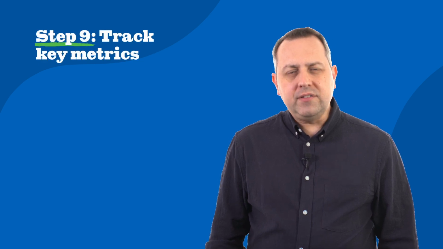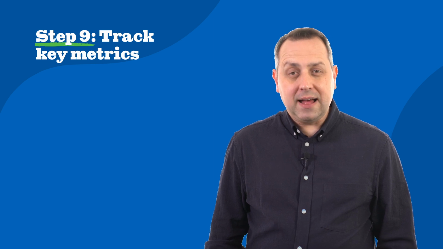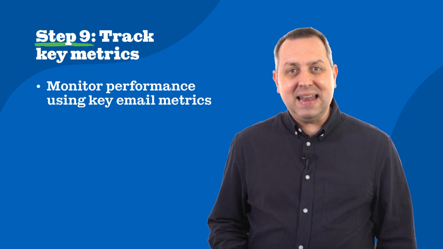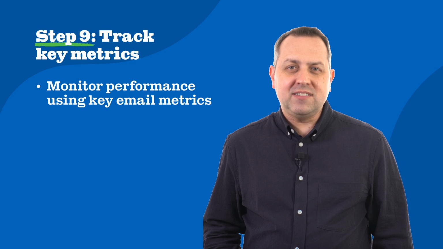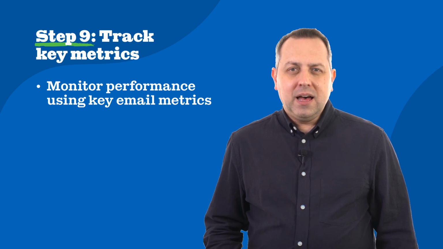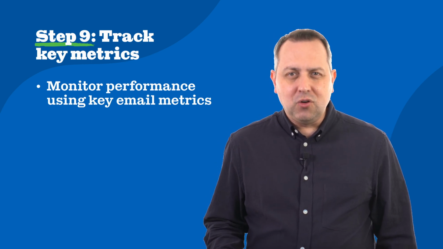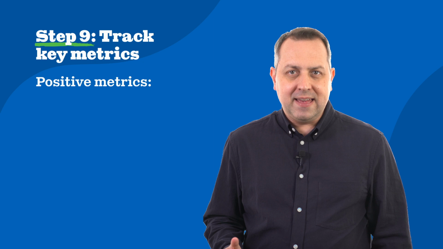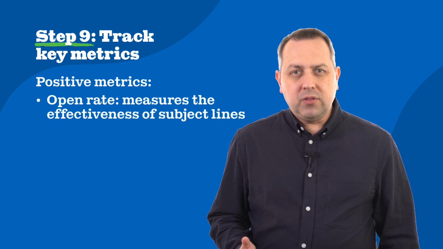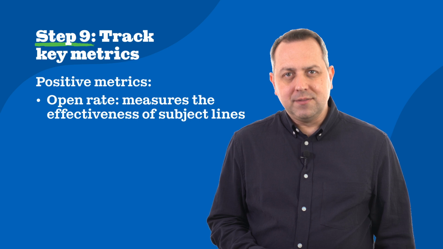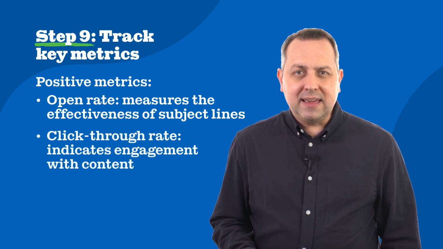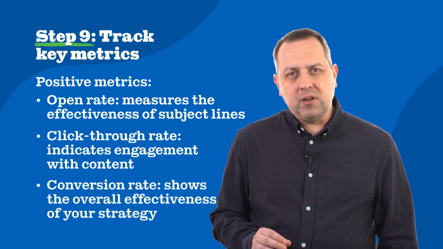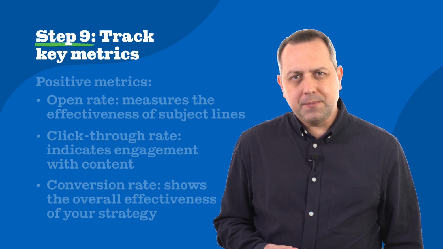After launching, it's crucial to measure your results, and this is step 9. Your chosen email marketing tool will display many metrics that allow you to assess the performance of your strategy. However, too many metrics can often be overwhelming. The positive metrics that we should be looking to improve over time are open rate. This shows the effectiveness of your subject lines. Click-through rate indicates the engagement of your content. Conversion rate. This measures the overall effectiveness of your strategy.